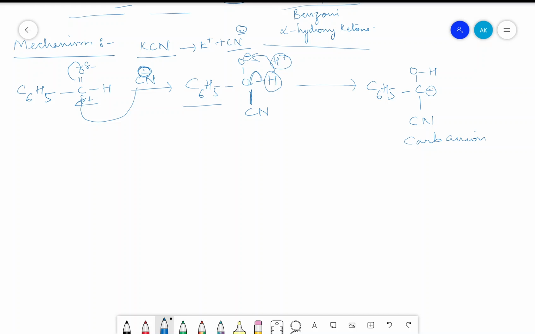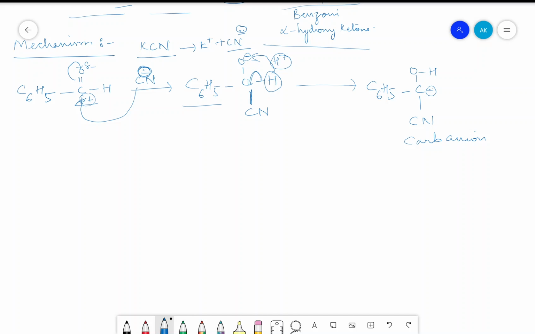Carbon having 3 bonds and a positive charge is called a carbocation. Carbon having 3 bonds with a negative charge is called a carbanion. This is the first step, where the cyanide ion reacts with the electrophilic carbon which has a positive charge, followed by an internal proton shift. It is also represented this way because it happens within the structure itself.